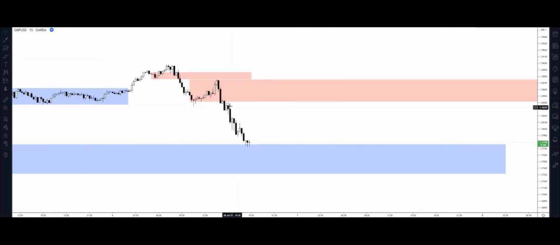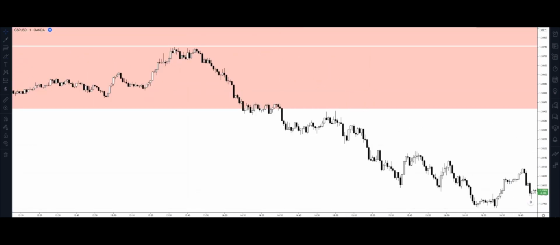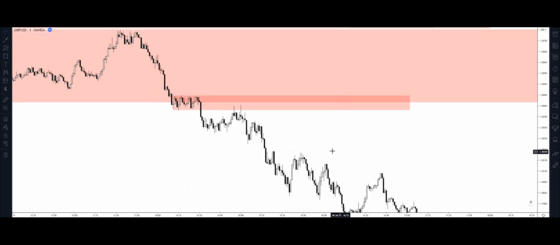So if we go down to the 15-minute, we can see that there's imbalance here. We can see there's an order block here as well. So if we just go down to the 1 minute, what can we see here? Straight away, we can see this range. So if we were trading ranges, it would be very simple.